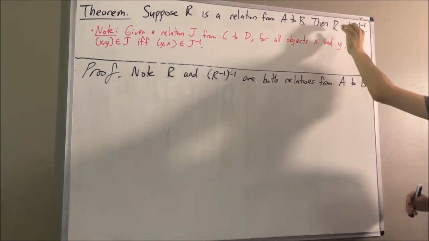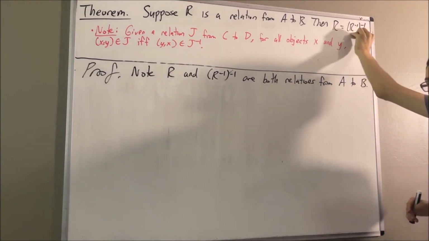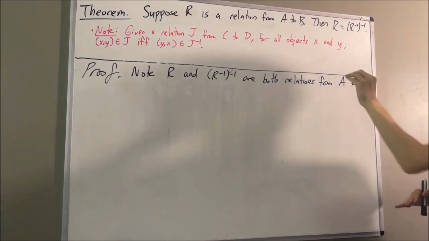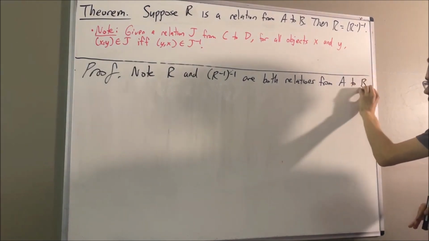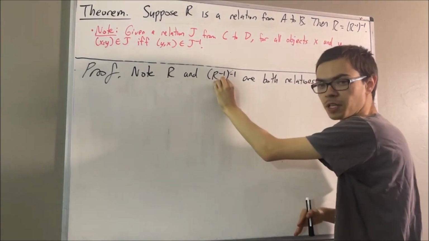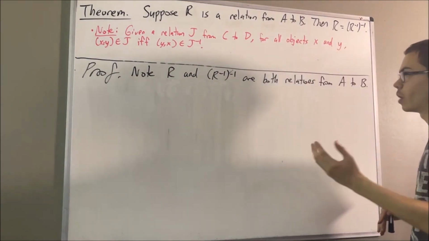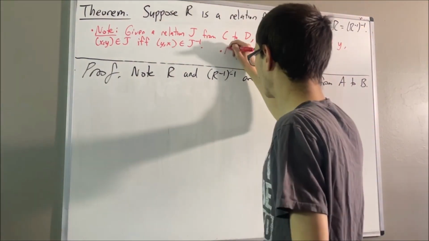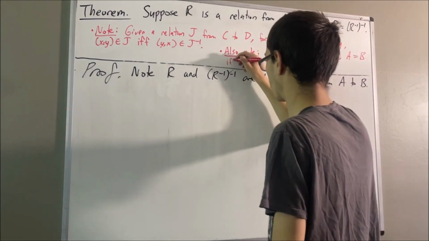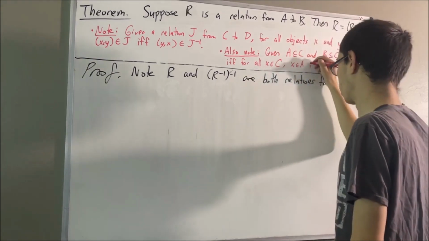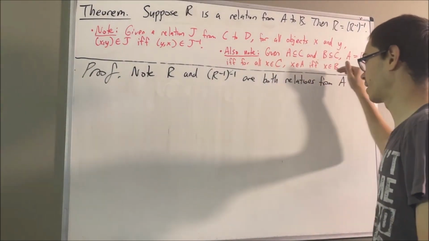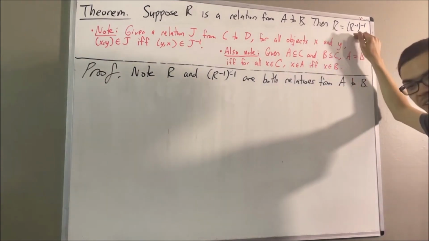And the way that we're going to prove that these two sets are equal is by showing that for all elements P in A times B, P is an element of R if and only if P is an element of R inverse inverse. Right? That is a valid way to show that two sets are equal. So now, let's use this fact to prove that these two sets are equal.